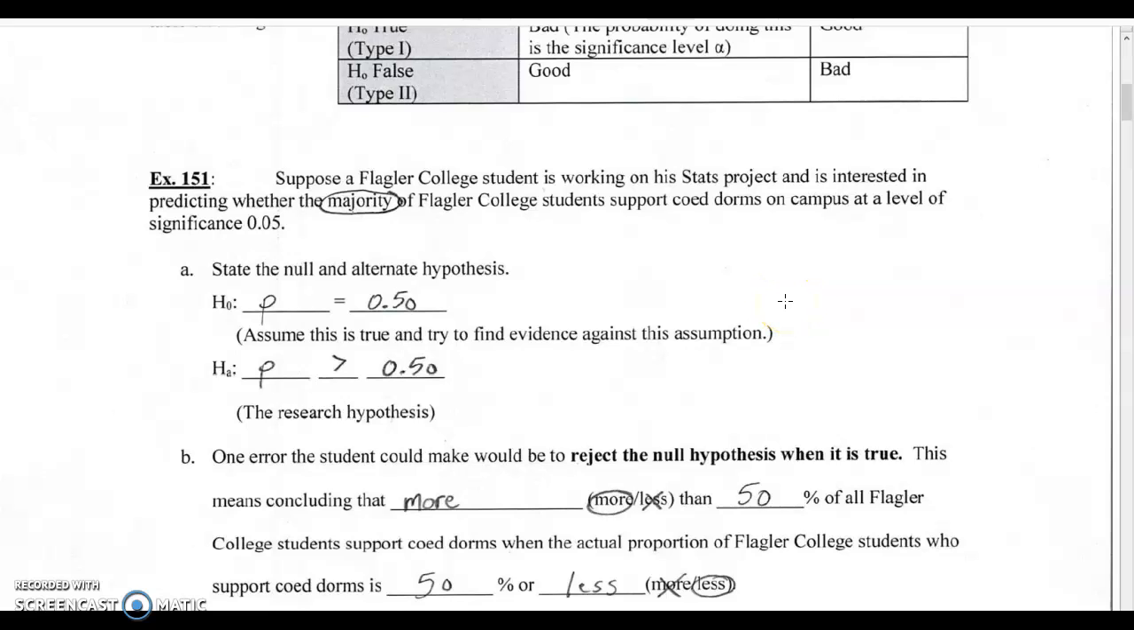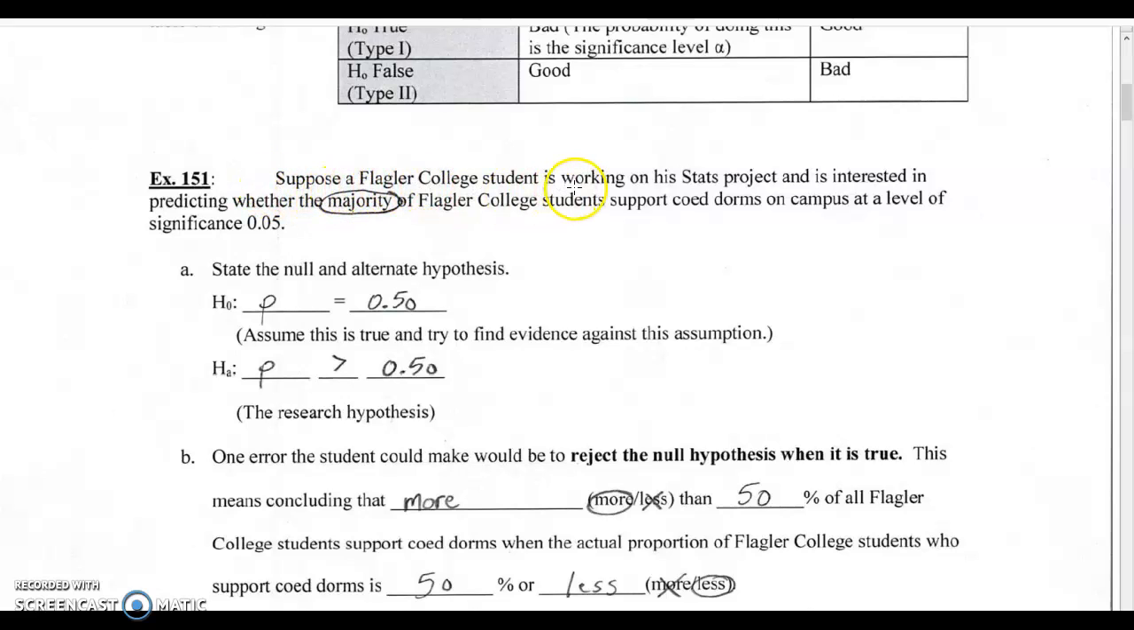We're in section 8.3 on page 128, and we're talking about some details about hypothesis testing to wrap up our chapter 8 on hypothesis testing for population proportions. Okay, so in example 151, I want to do an example where we talk about the two different types of errors that we just went over in the last video that we can make.